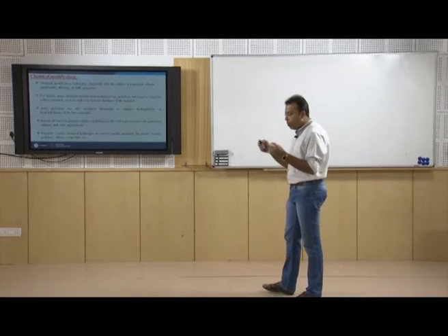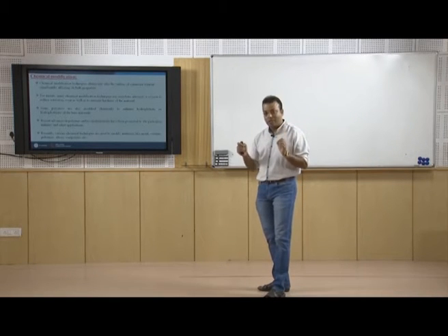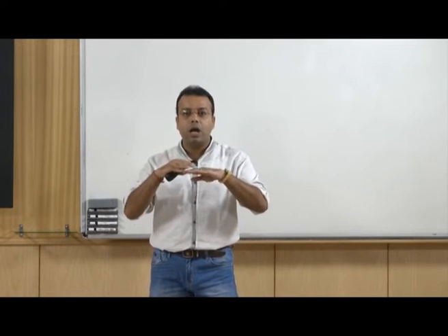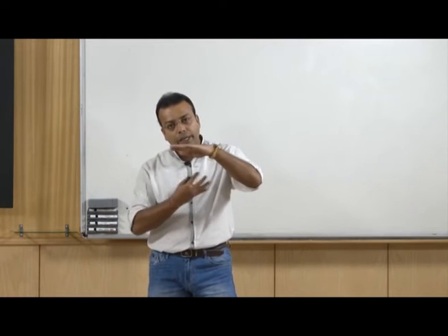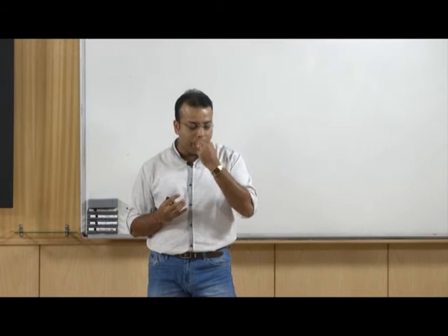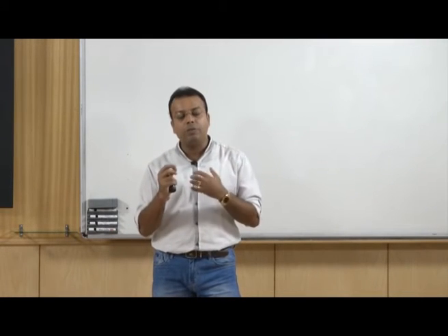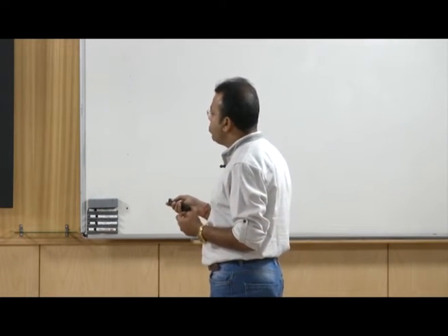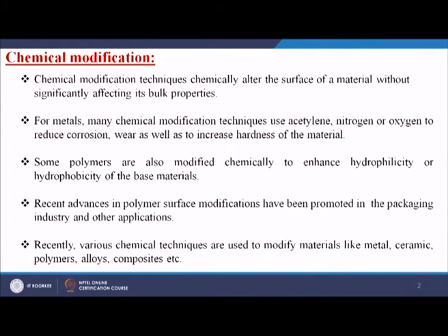So, first you have to know what chemical modification means. Chemical modification techniques chemically alter the surface of a material without significantly affecting its bulk properties. So there will be reactions on the surface of that particular material, but it will not change the bulk properties, meaning the overall properties of the material, but still there will be some chemical reactions. For metals, many chemical modification techniques use acetylene, nitrogen or oxygen to reduce corrosion and wear as well as to increase the hardness of the material. So, these are the requirements for why we do chemical modification.